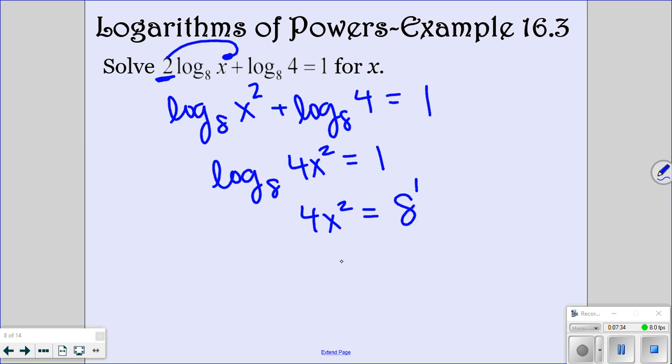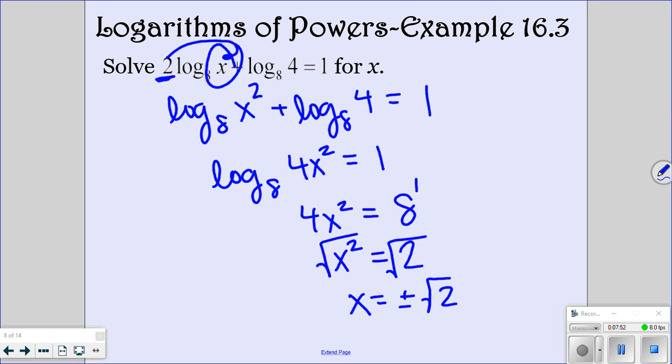So we can divide by 4. So x squared, 8 divided by 4 gives you 2. And then take the square root of both sides, and your x would technically be plus or minus the square root of 2. And I say technically because when we go back here to plug in, can we plug in a negative square root of 2? No, because we can't have arguments that are negative. So x is only going to equal the positive square root of 2. But algebraically, you do get plus or minus square root of 2.